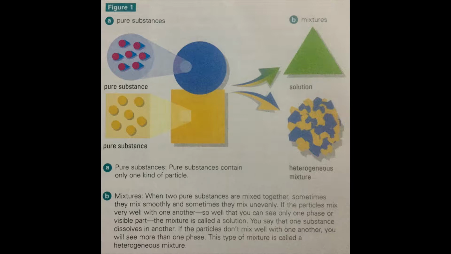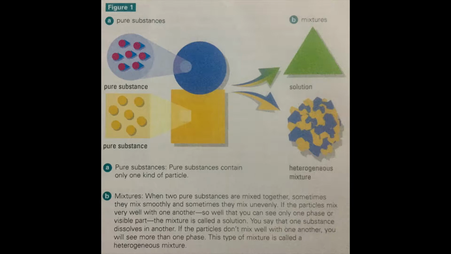All right, so down below, we'll read the caption first. It says, pure substances. Pure substances contain only one kind of particle. It's going to be either an element or a compound. All right, B, mixtures. When 2 pure substances are mixed together, sometimes they are mixed smoothly and sometimes they mix unevenly. If the particles mix very well with one another, so well that you can only see one phase or one visible part, the mixture is called a solution. So a phase is a single set of physical boundaries.